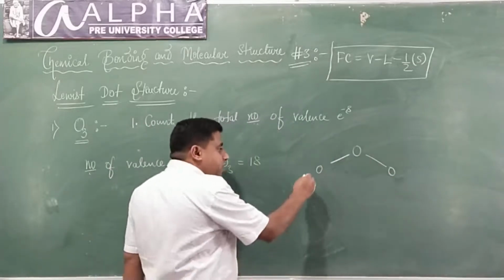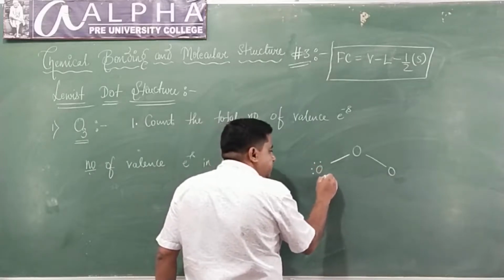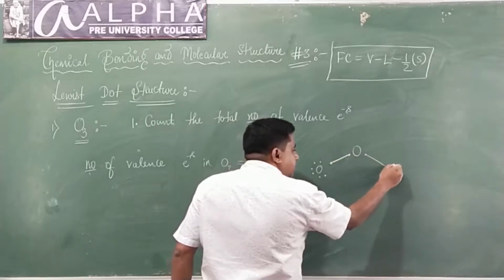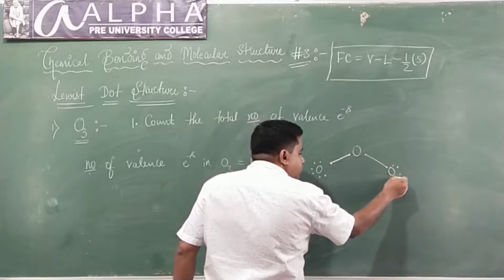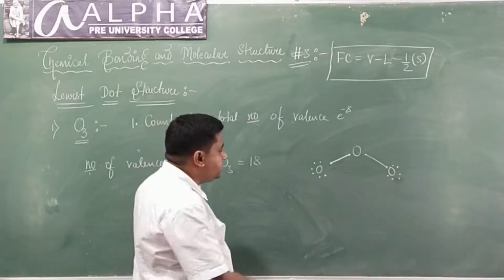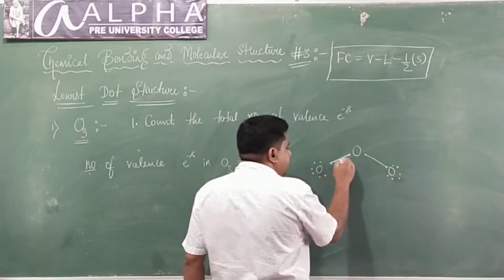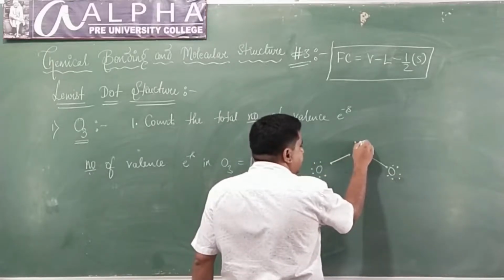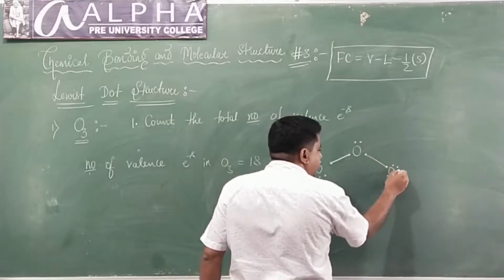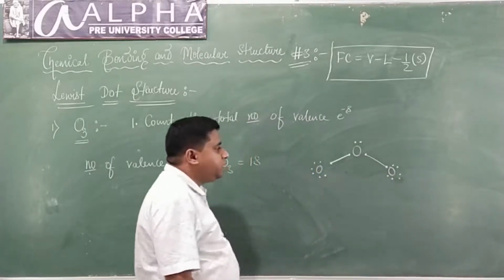Look here. 1 2 3 4 5 6 7 8 9 10 11 12 13 14 15 16 17 18. Now just check.